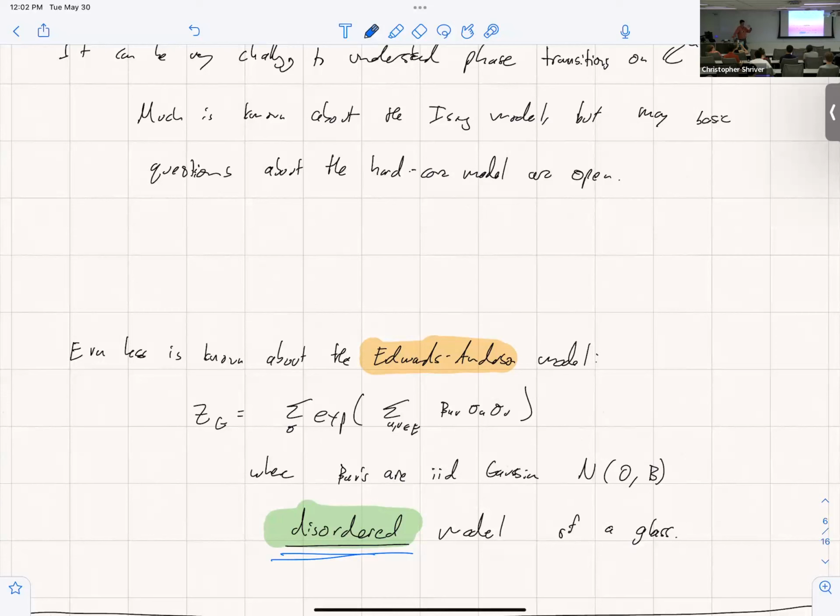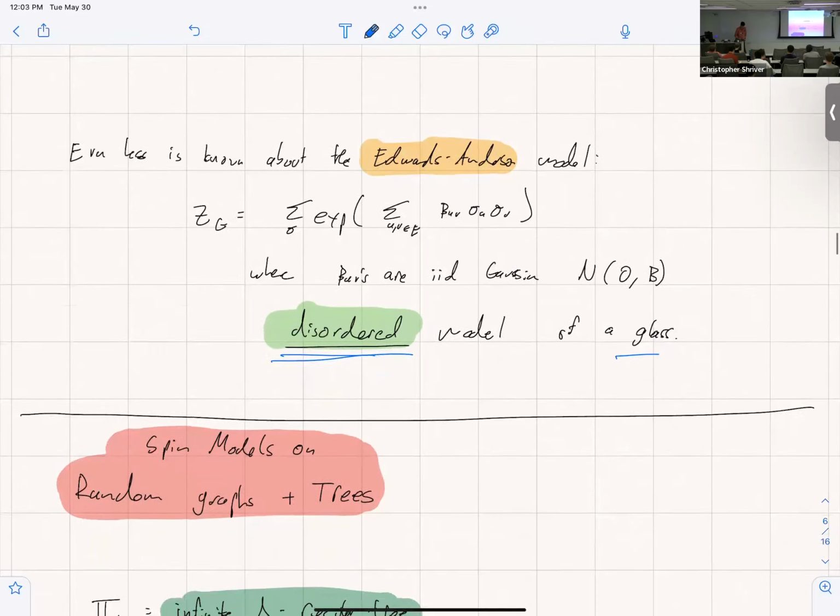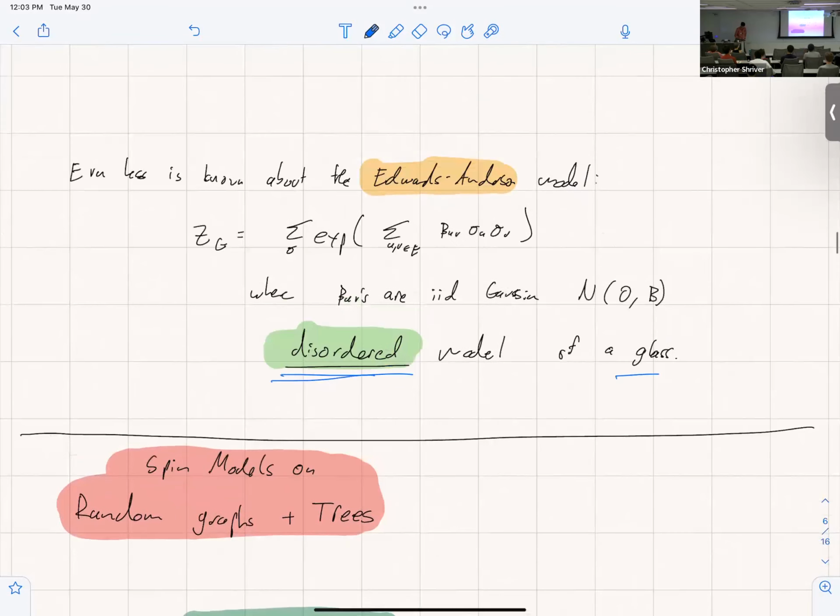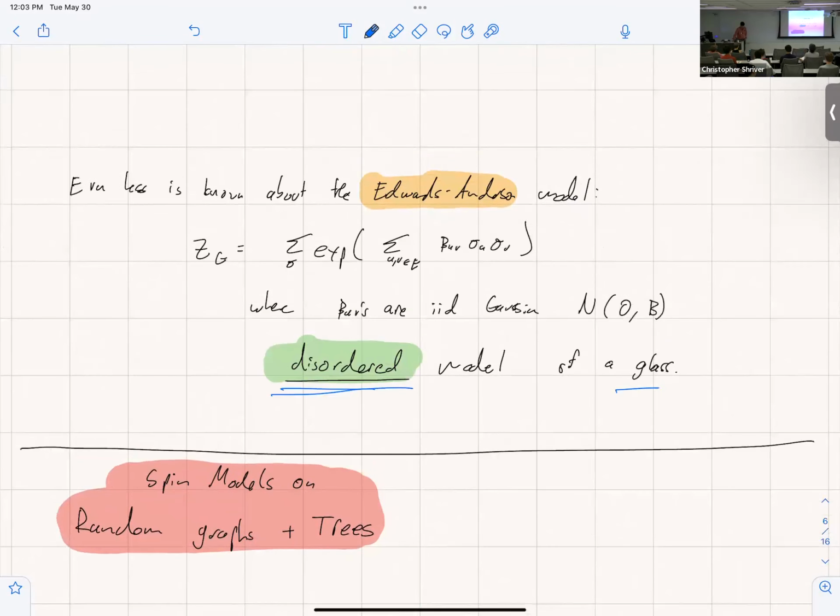And then what you want to do is pick your random variables, your betas, and then look at the Gibbs measure you get. And this is a model of a glass, like literally the glass in a window. And it's very hard to understand. And this sort of motivated a lot of interesting mathematical work, physics work, and so on. Okay, so that's my brief introduction to the classical models. Any questions before I move on?